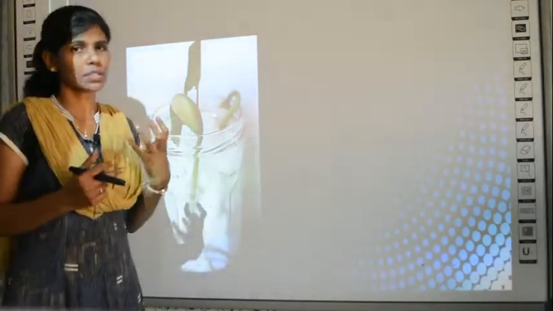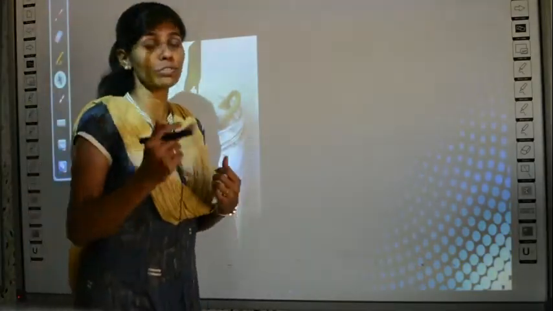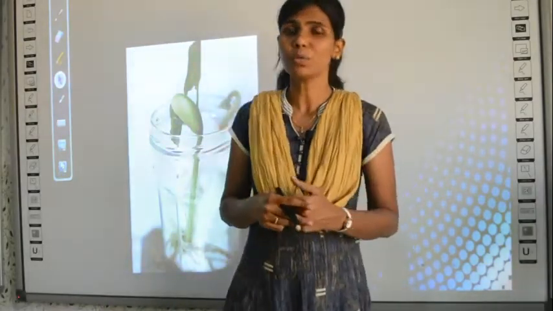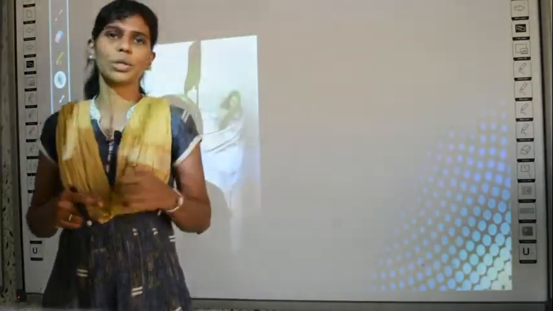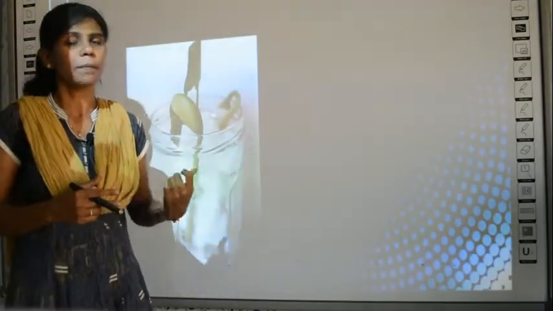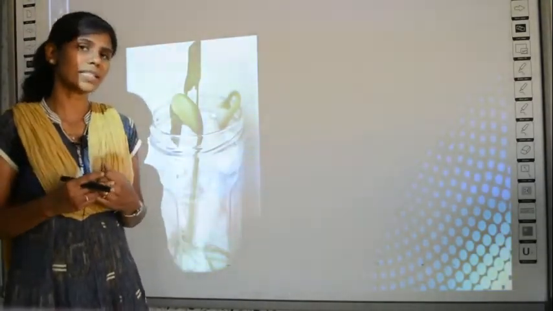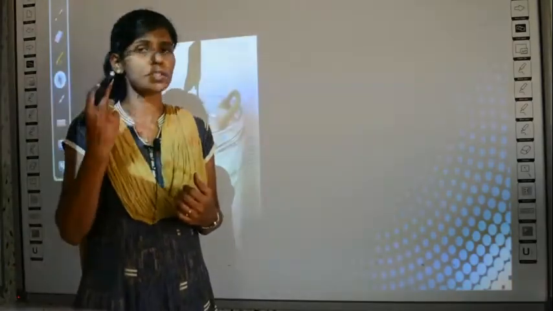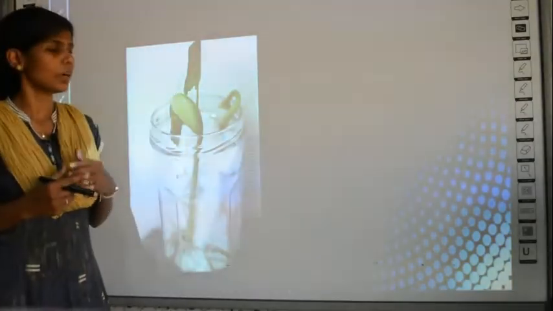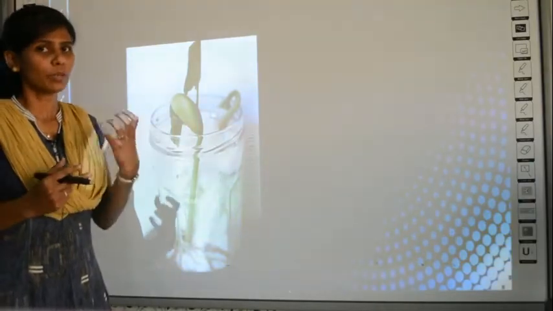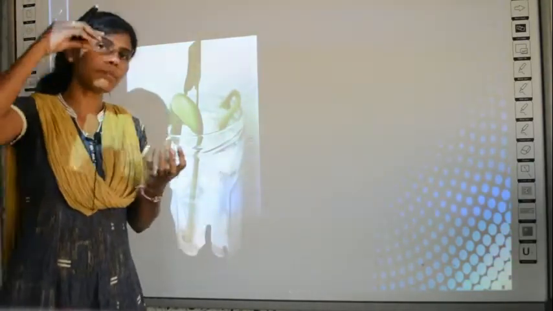You can use plastic cups, all transparent cups if you have them, that is well and good. But don't use plastic which is not see-through, which is fully covered, because you cannot see the process of germination. Use any glass container or a plastic which is see-through, like which is transparent. You can use that container. Put some cotton.